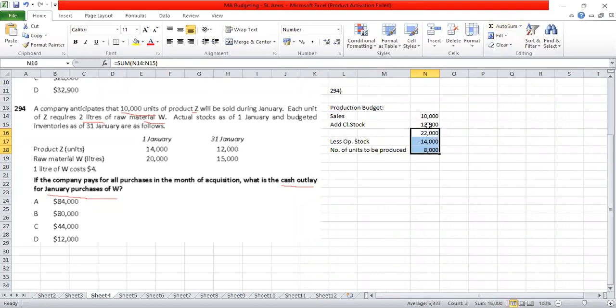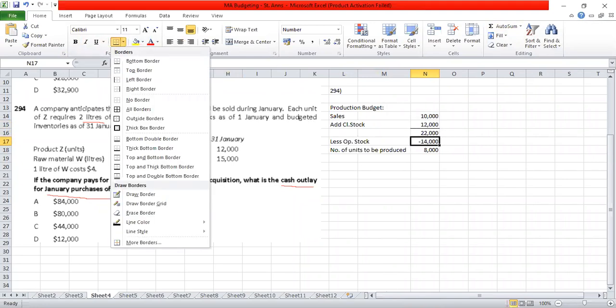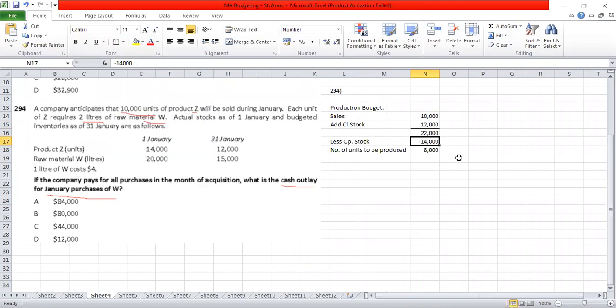So 8,000 is the requirement. 8,000 has to be produced. So if they are producing 8,000, then they have to understand what the requirement is. $16,000. Okay. So they will now require how many units of raw material have to be purchased. So the requirement will result in the purchase.